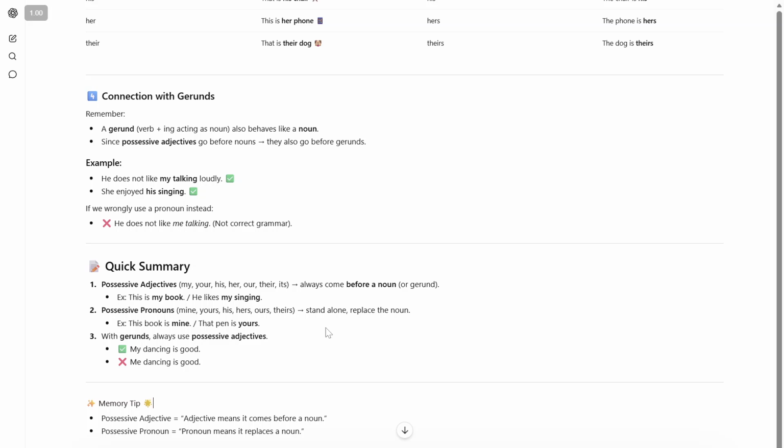Memory tip. Possessive adjective equals adjective, which means it comes before a noun. Possessive pronoun equals pronoun, which means it replaces a noun. Would you like me to now create a practice exercise with answers? Fill in the blanks, correction type, so you can test yourself and make this 100% clear.